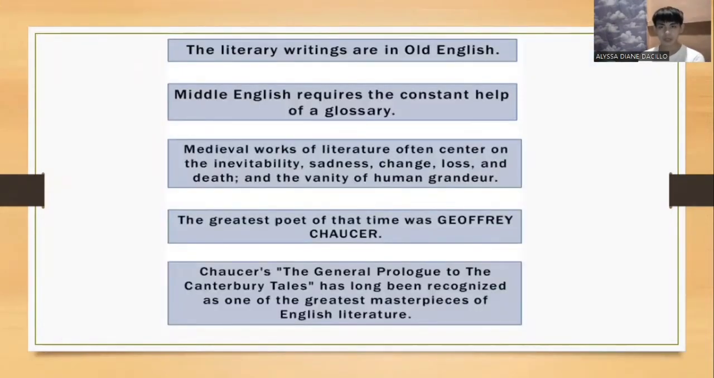So these are the characteristics of Middle English literature. The literary writings are in Old English. Middle English requires the constant help of a glossary. Medieval works of literature often center on fallibility, sadness, change, loss, and death, and the vanity of human grandeur. The greatest poet of the time was Geoffrey Chaucer. Chaucer's The General Prologue to the Canterbury Tales has long been recognized as one of the greatest masterpieces of English literature.